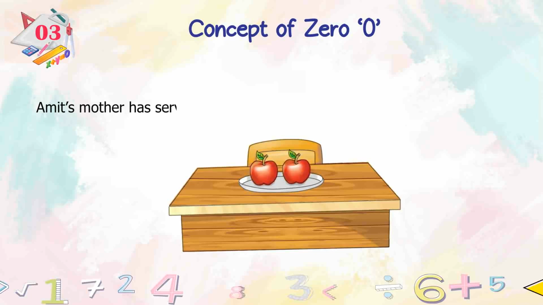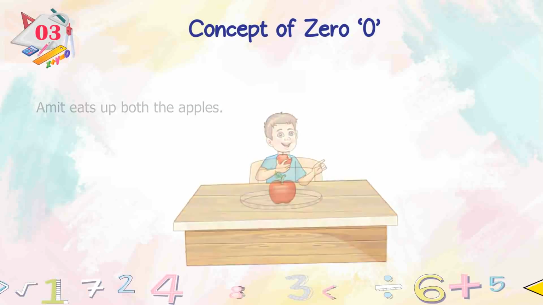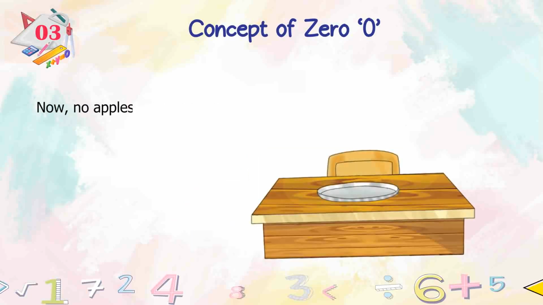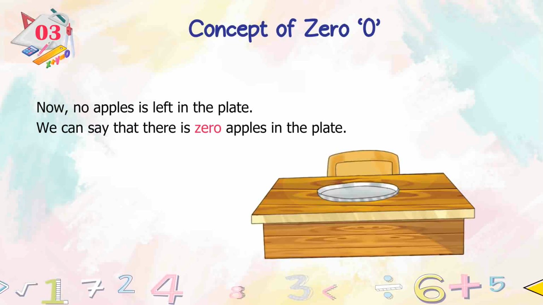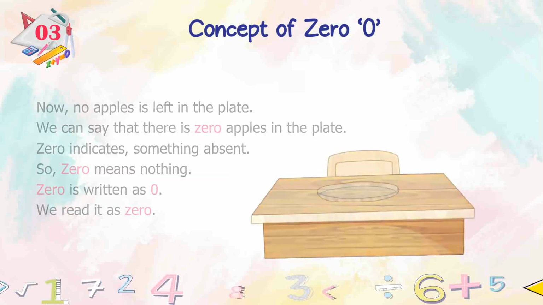Chapter 3. Concept of zero. Amit's mother has served 2 apples in a plate. Amit eats up both the apples. Now, no apples are left in the plate. We can say that there are 0 apples in the plate. 0 indicates something absent. So, 0 means nothing. 0 is written as 0. We read it as zero.